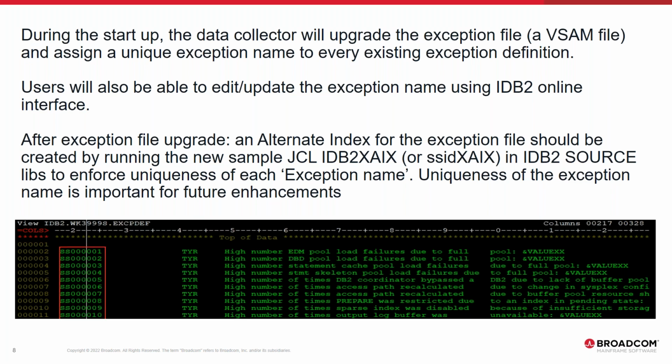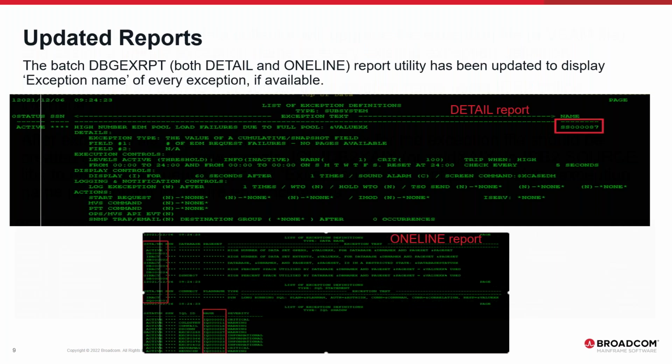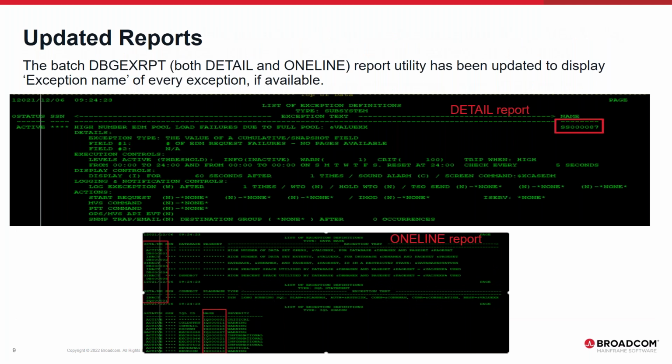They are sequential here, and they can be changed by the users as they see fit. In the next slide, you can see the updated reports that we have updated, two batch reports. The detail report where you see the exception name on the top right over there, as well as the online report where you can see that there are multiple occurrences of the exception names.